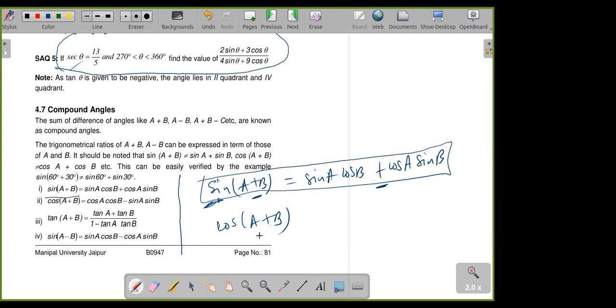But if it is cos, then it will be cos A cos B minus sine A sine B. Like ones will be on the same side: cos A cos B minus sine A sine B. But one thing, many can make mistakes here. This is plus, but still here it is minus. But if it is cos A minus B, then it will be plus. That is the difference.